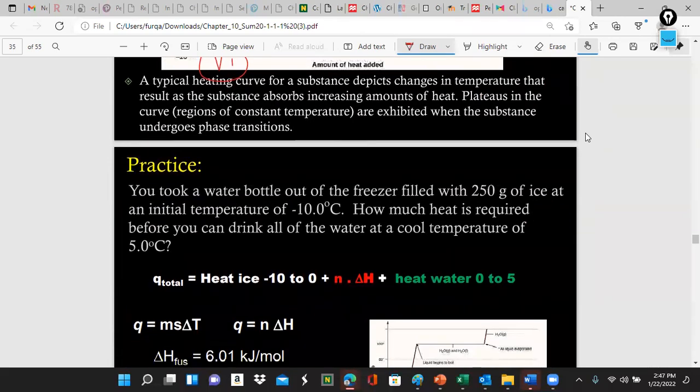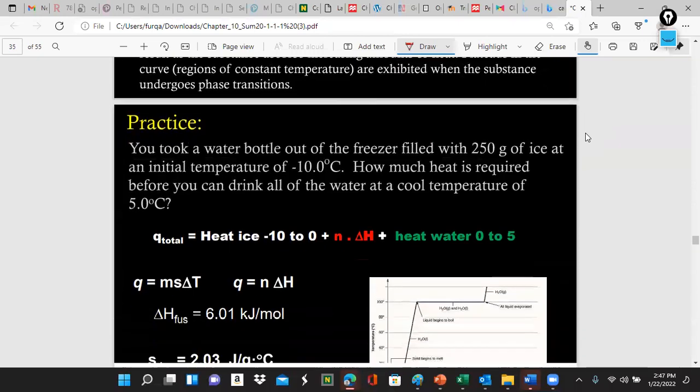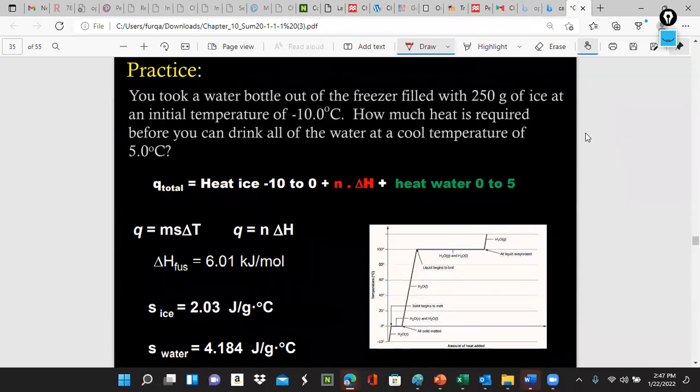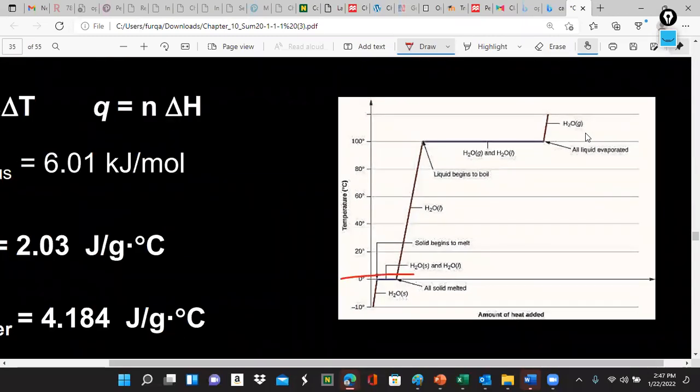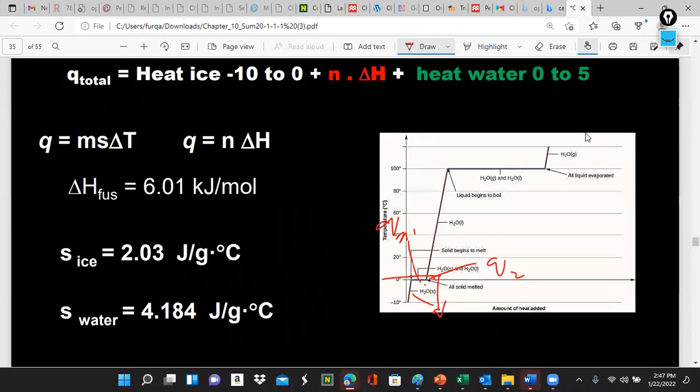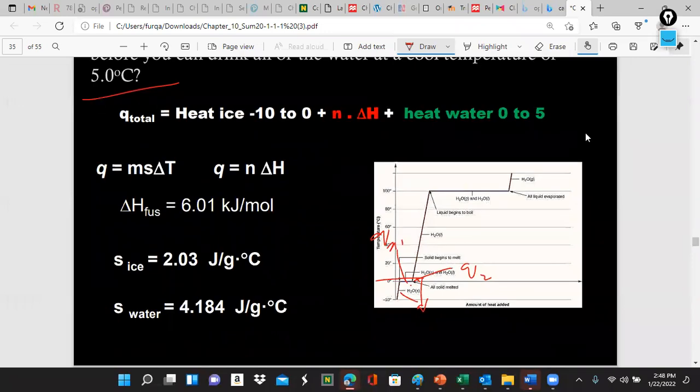This is an example of the same kind of problem, but we are not going all the way to the top of the heating curve. The question says that starting with -10 degrees Celsius, with 250 grams of ice, going all the way to 5 degrees Celsius. So if you look at this curve here, it's going to be ending somewhere here, just this portion of that. Okay, so what do we need? We need Q1 for that. And for this portion, we need QX1. And for this little portion here, we need Q2.